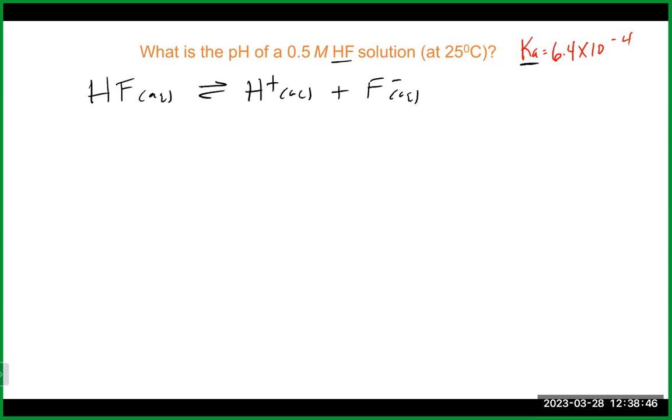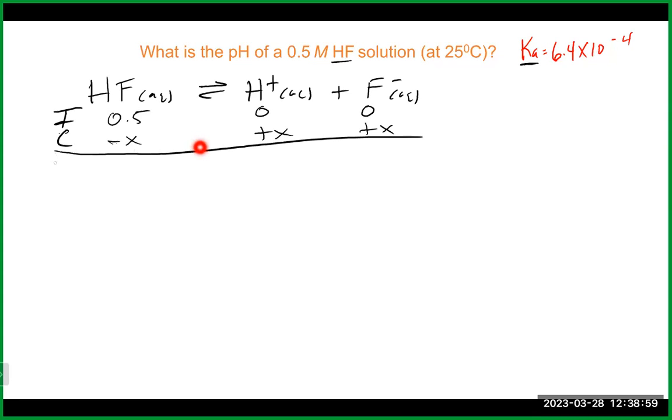We're going to do our initial concentration here of 0.5. These guys will be 0 like normal. We're going to go minus X, plus X, and plus X. That means at equilibrium here, 0.5 minus X, X, and X at this point. Any questions here on the ICE table?